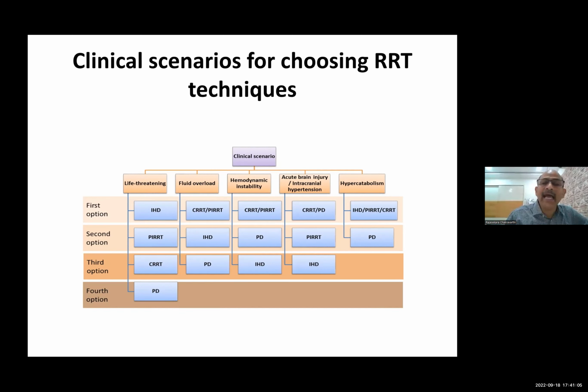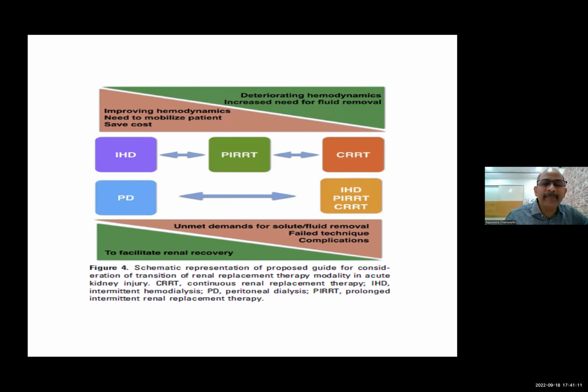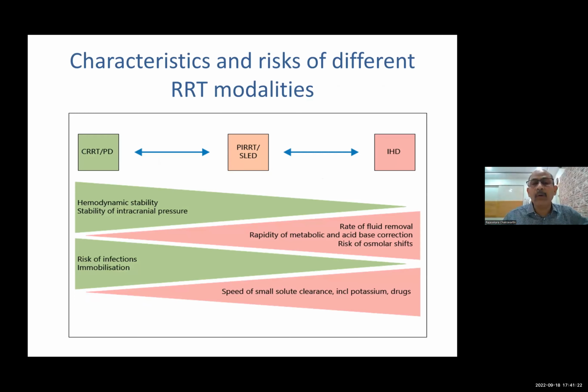You would want to choose something with more clearance. And then as the patient improves, you may change from one modality to another. So this we also published: you can start a patient with IHD, switch over to prolonged intermittent, and then to CRRT, depending on how the patient is doing on that particular day. So what we now call precision CRRT or precision RRT in the ICU.